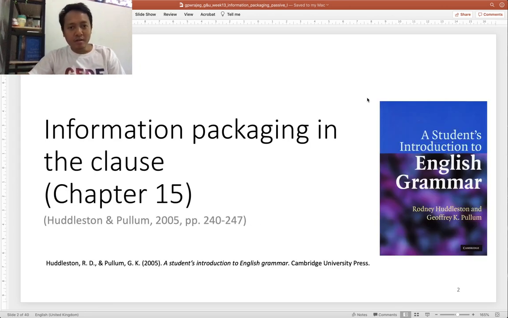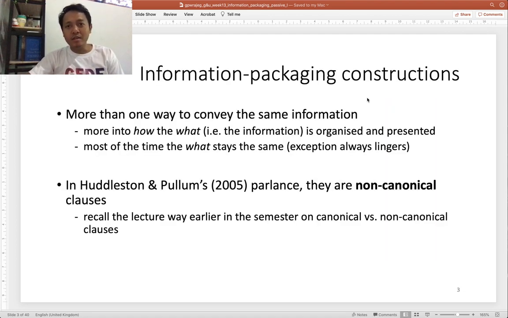Most of the materials are taken from this book, chapter 15, and those pages are specifically for the passive constructions. What is information packaging? Firstly, it is a way to convey the same information in more than one way. Information packaging constructions focus on how the information is organized and presented. Most of the time, the information that we try to present stays the same, but there will be exceptions, of course.